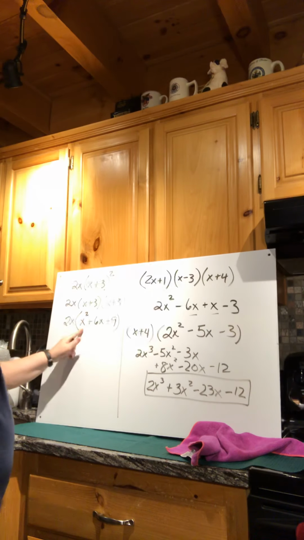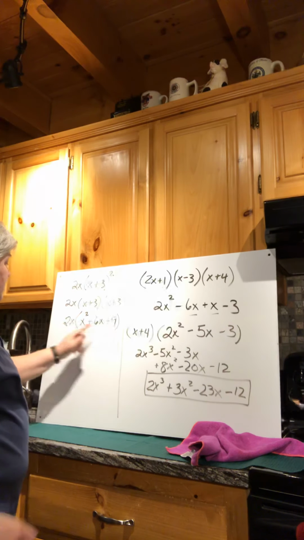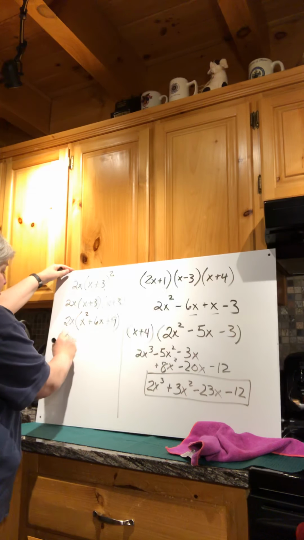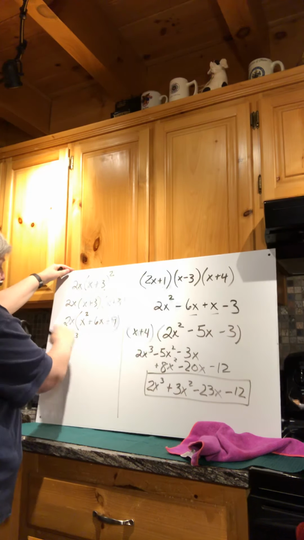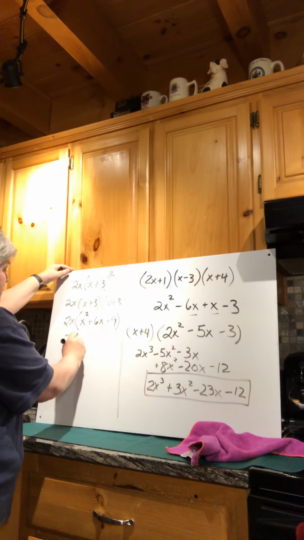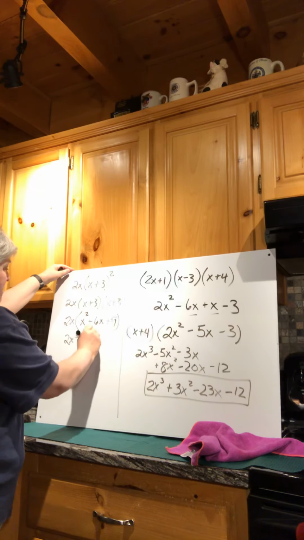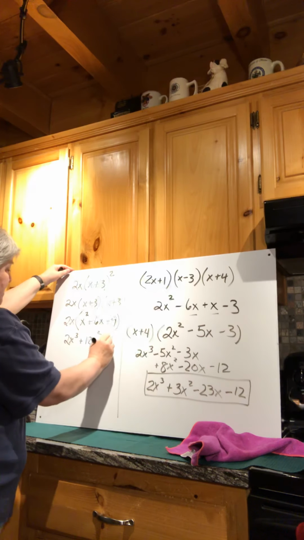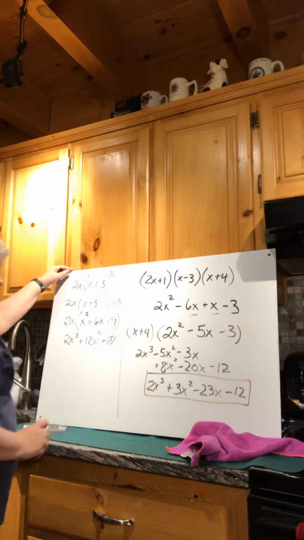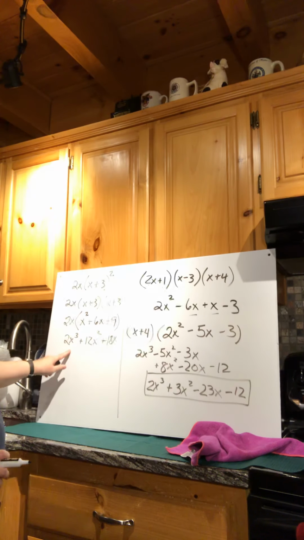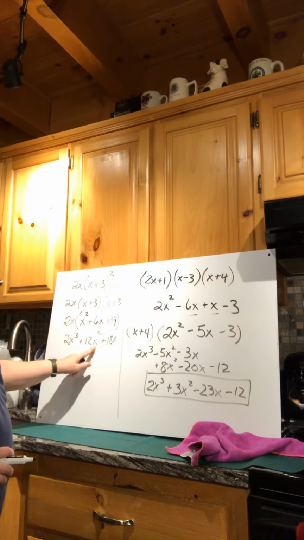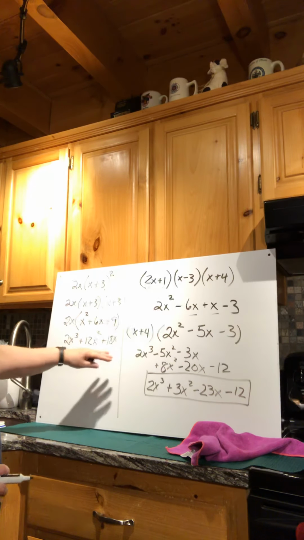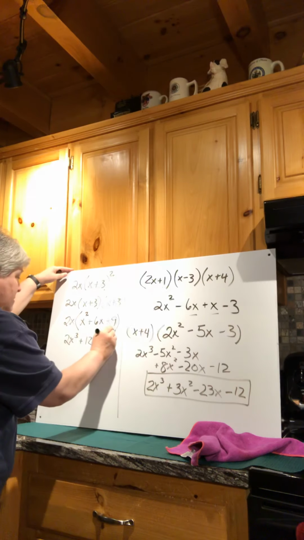So now I distribute the 2x to each term. 2x times x to the second, 2x to the third, 2x times positive 6x plus 12x squared, 2x times a 9, positive 18x. I'm only allowed to add x cubed terms to other x cubed terms, x squared terms to other x squared terms, and x terms to other x terms. So this is as far as we can go.